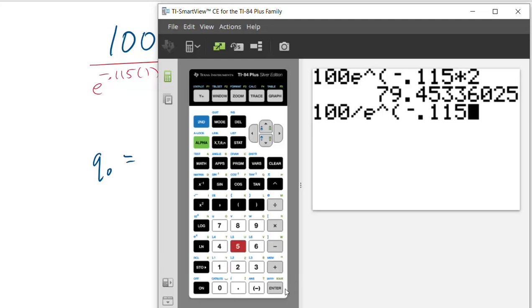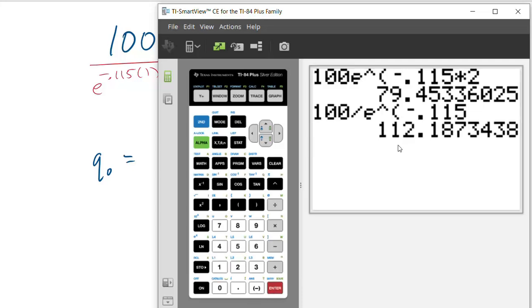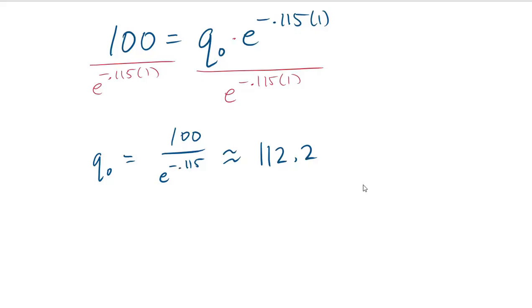I want you to think about whether this answer should be bigger or smaller than 100. Of course it should be bigger because it's going to decay down to 100. So we have about 112.2 units. You want to make sure you round up here. We don't want to round this down to 112 because if we start with 112 units, we're going to decay below 100.